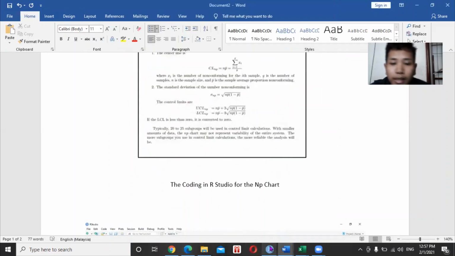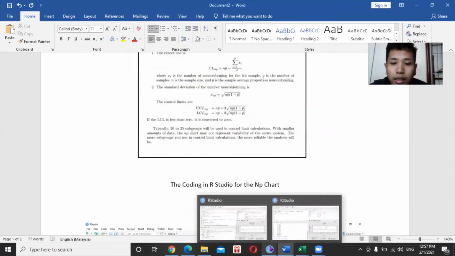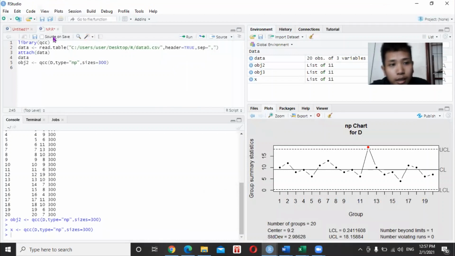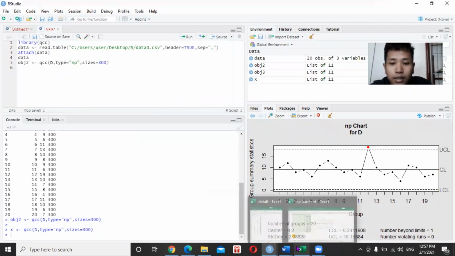So what I did was the NP chart in RStudio. This is the coding. First, you start with library(qcc), the package for quality control charts. Then read the table. I haven't shown you the table yet, so let's start with the table first.